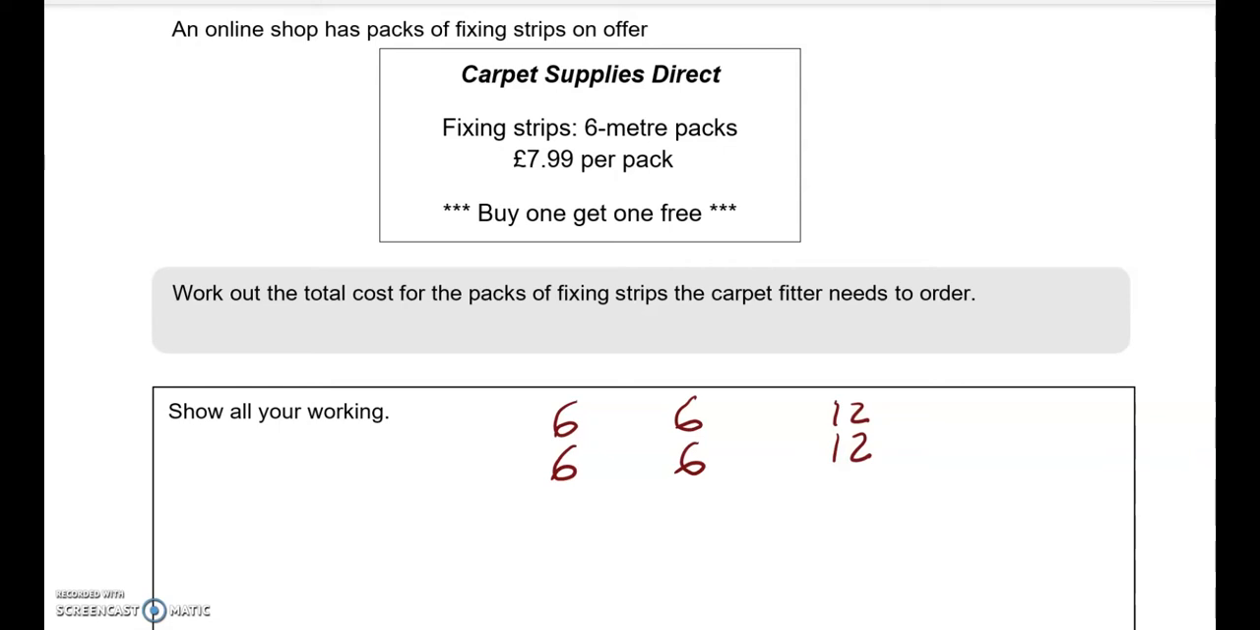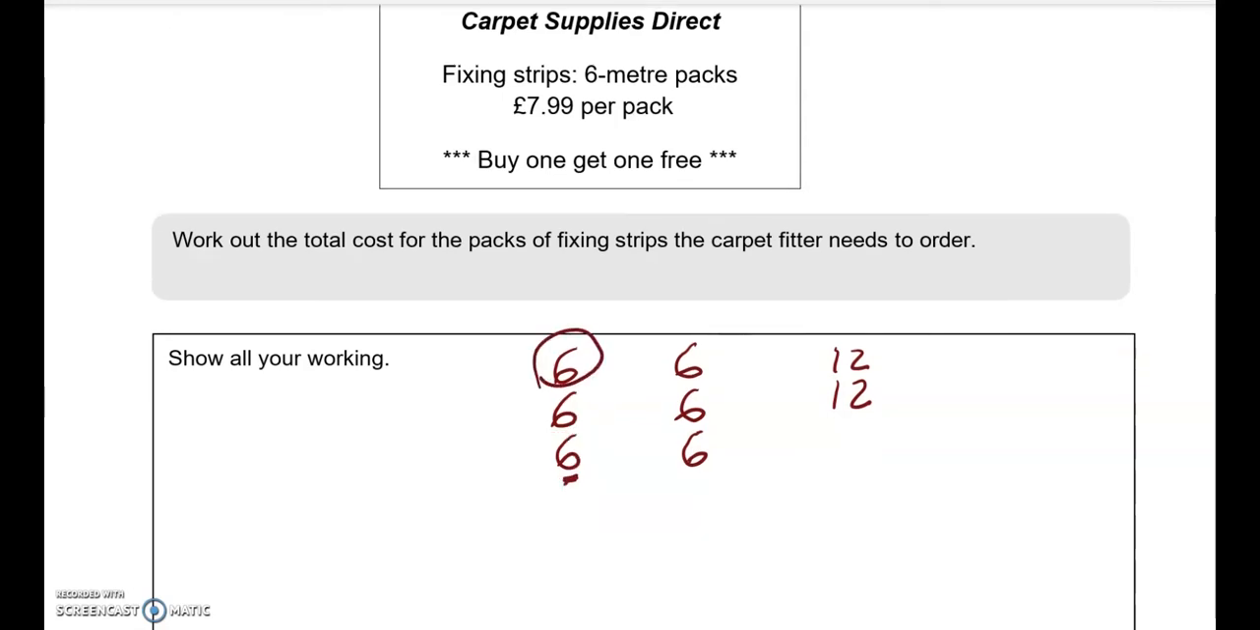So we're going to have to buy another pack of 6, which can also give you a free pack, but you can't just not buy this pack of 6 because you don't have enough otherwise. So they would need to buy 3 packs, and 1 pack costs £7.99. So 3 times £7.99, which is £23.97.